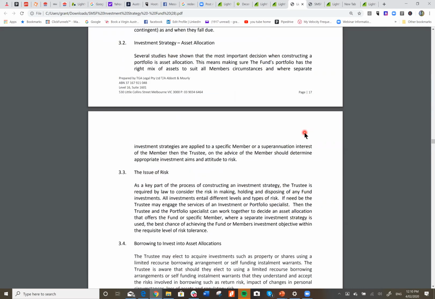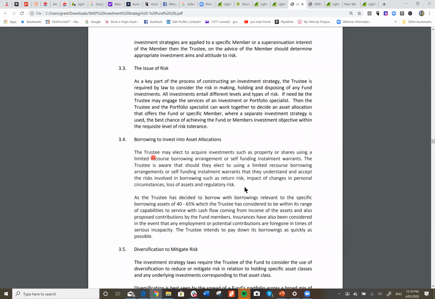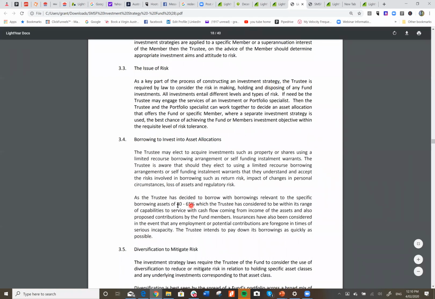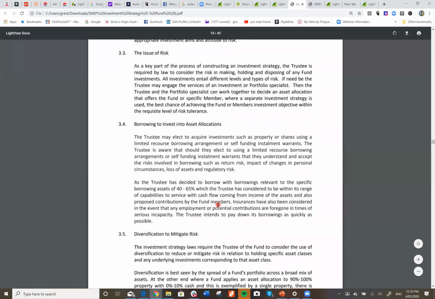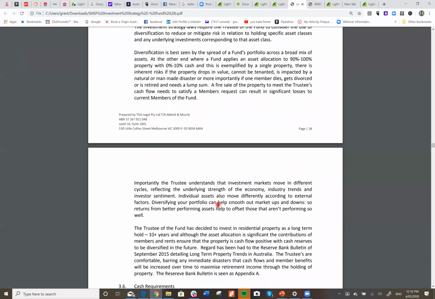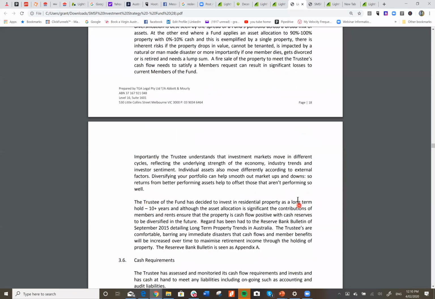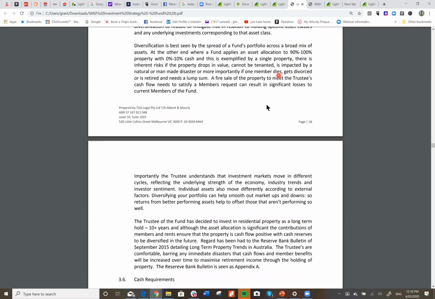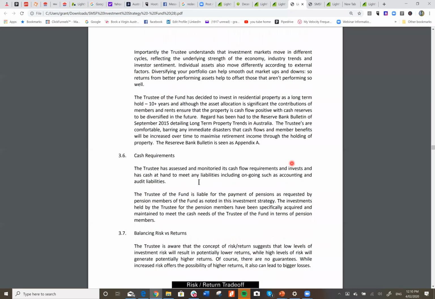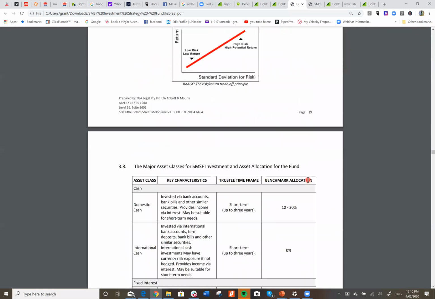So when we go down here, we've got a whole lot of risks. Borrowing to invest. Remember, we had the 40 to 65% LVR, mitigation of risks in there. We've got for property, we go through, what happens if there's a fire sale, so on and so forth. We've got the cash requirements. Now, the trustee fund is liable for the payment of pensions as requested. So again, they've turned their mind to cash needs, risk versus returns.